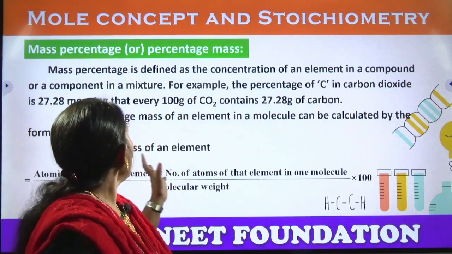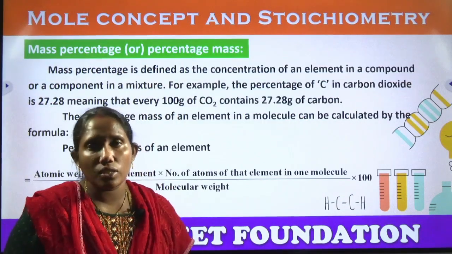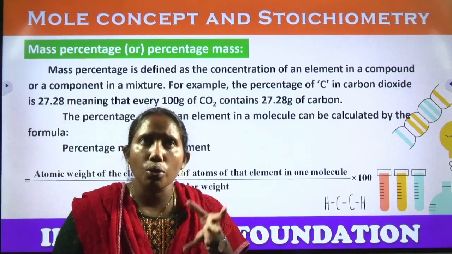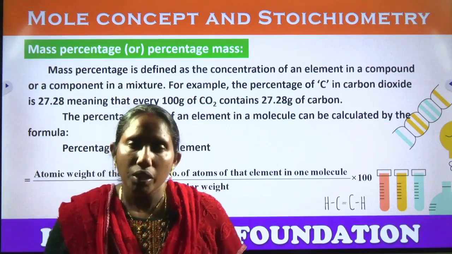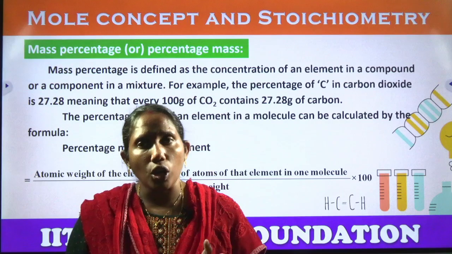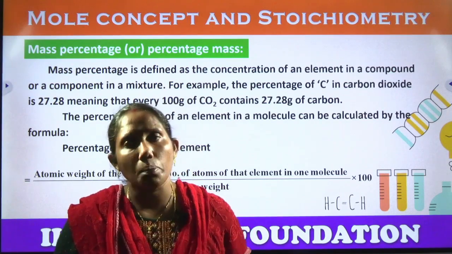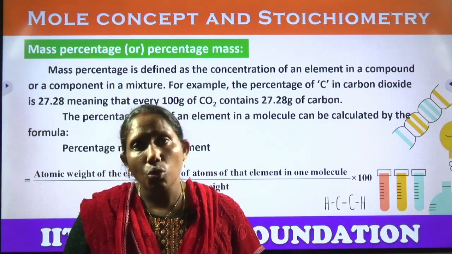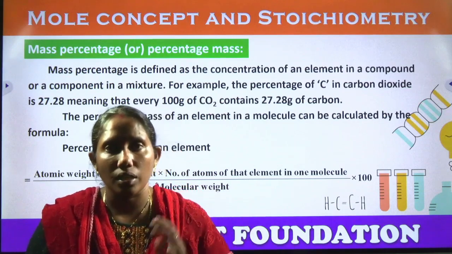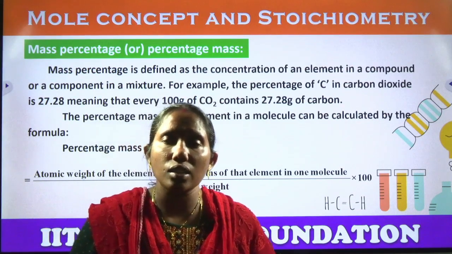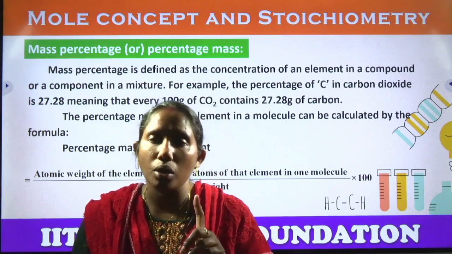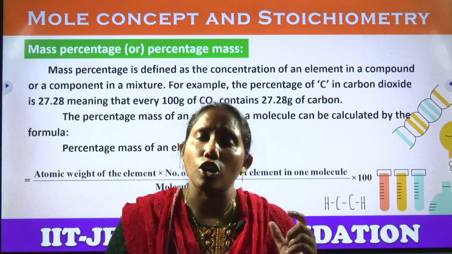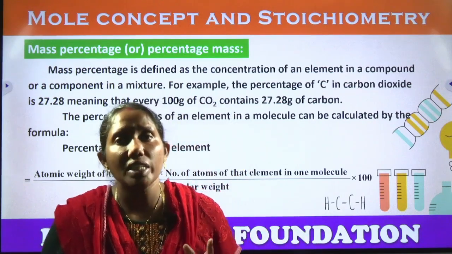See, the first one is mass percentage, or percentage of mass. How to calculate this mass percentage first of all? Suppose you take one molecule, CH4, which is methane. In that molecule 1 carbon and 4 hydrogens are present. So, what is the percentage of carbon in methane, and what is the percentage of hydrogen in methane?